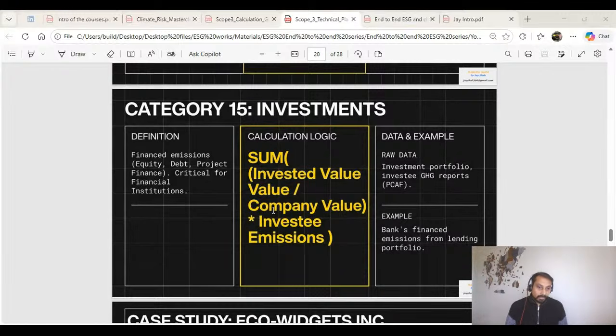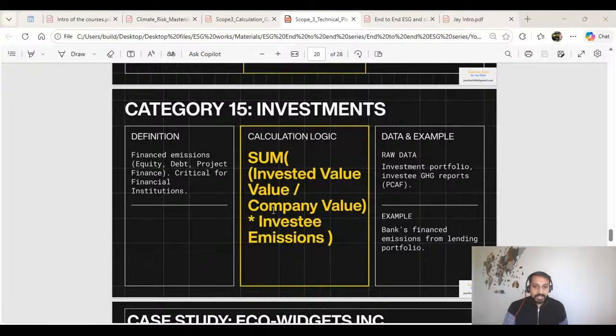So again, here the formula is very typical: invested value. So, for example, Lloyd's invested 30 billion pounds in a particular company. So that is invested value divided by the company value. So it depends on the market size and the revenue size, what the company value is, including all the net worth that they have, multiplied by the investee emissions.